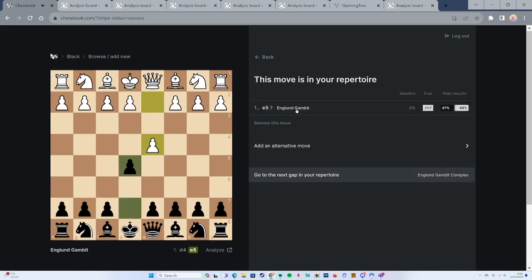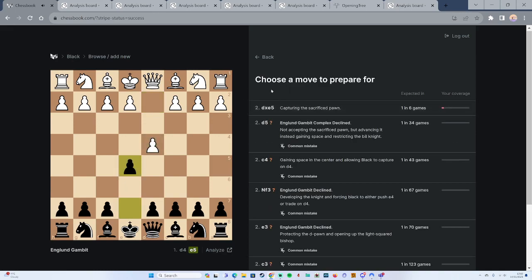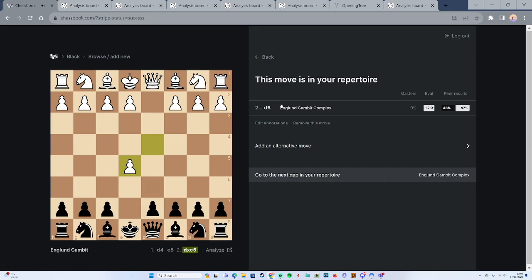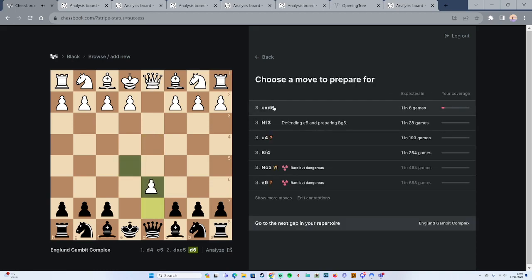So we're doing our Englund Gambit. We're playing d6.